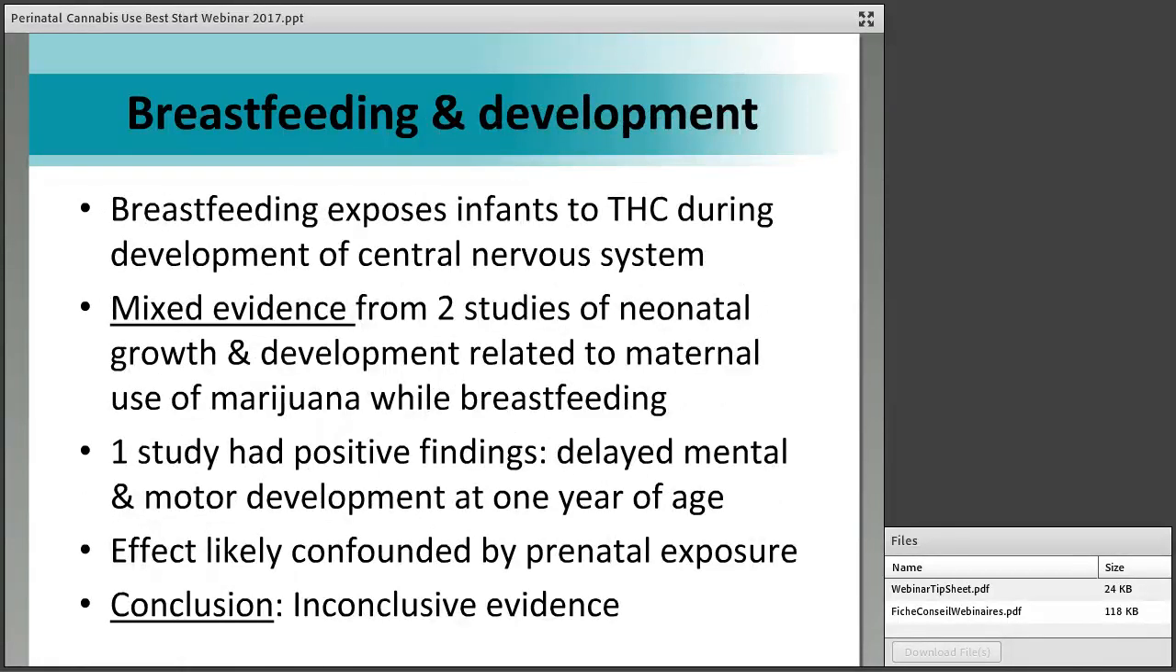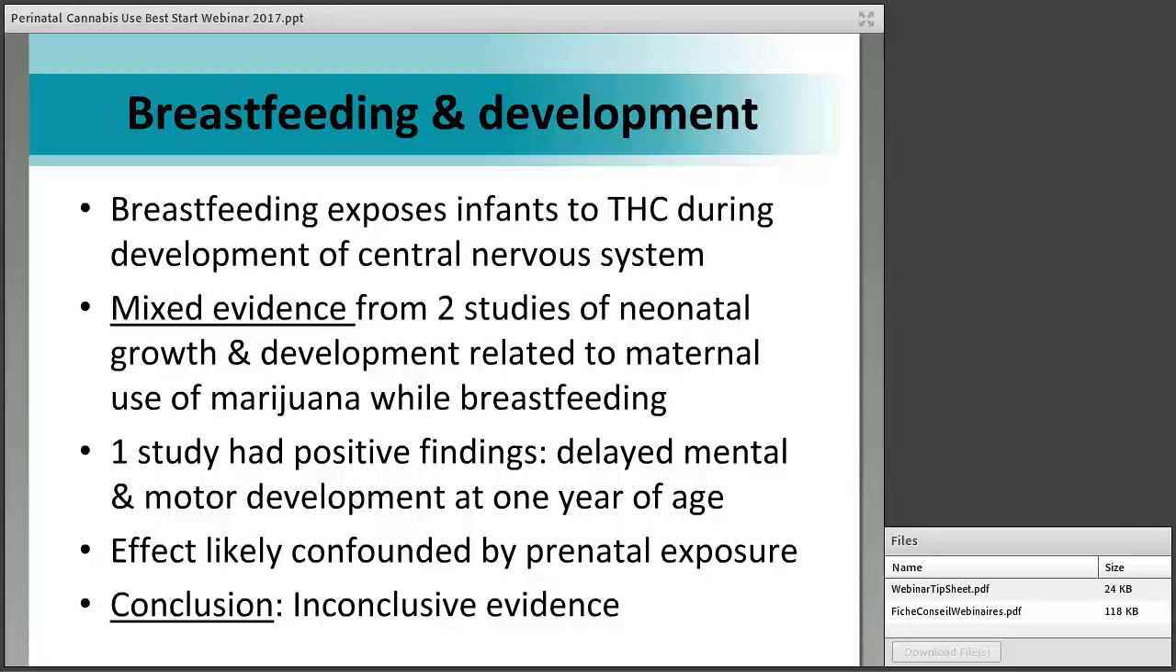So what are the harms of this? Well, again, we don't have enough evidence. We know that breastfeeding exposes these infants during the development of their central nervous system. We have only 2 studies on neonatal growth and development related specifically to maternal use of marijuana while breastfeeding. Out of the 2 studies, one of them found an effect: delayed mental and motor development at 1 year of age. However, even though it was a small sample size, they do wonder how much of this was really an effect of prenatal exposure and not just exposure while breastfeeding.